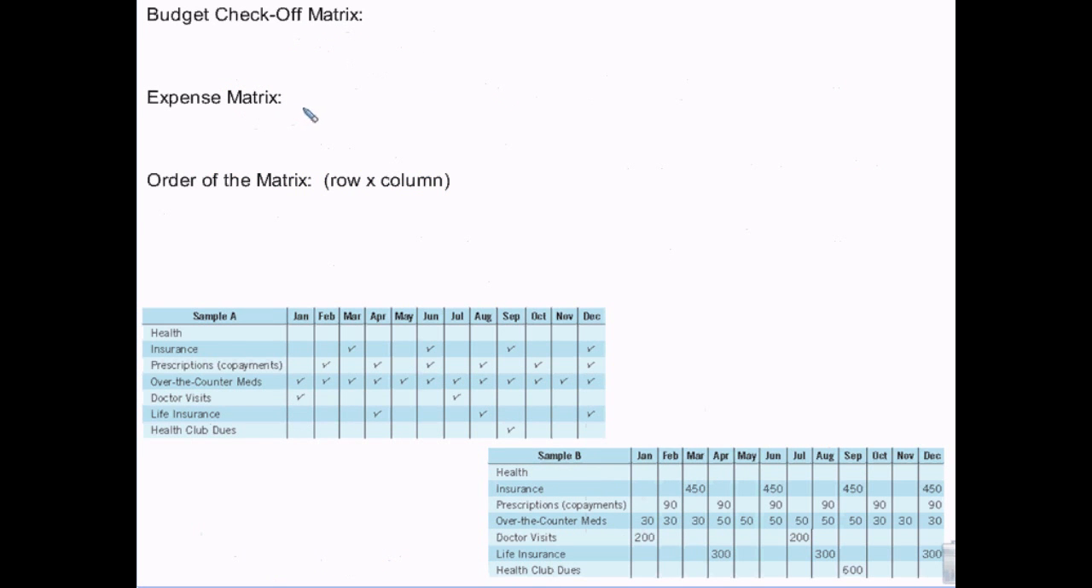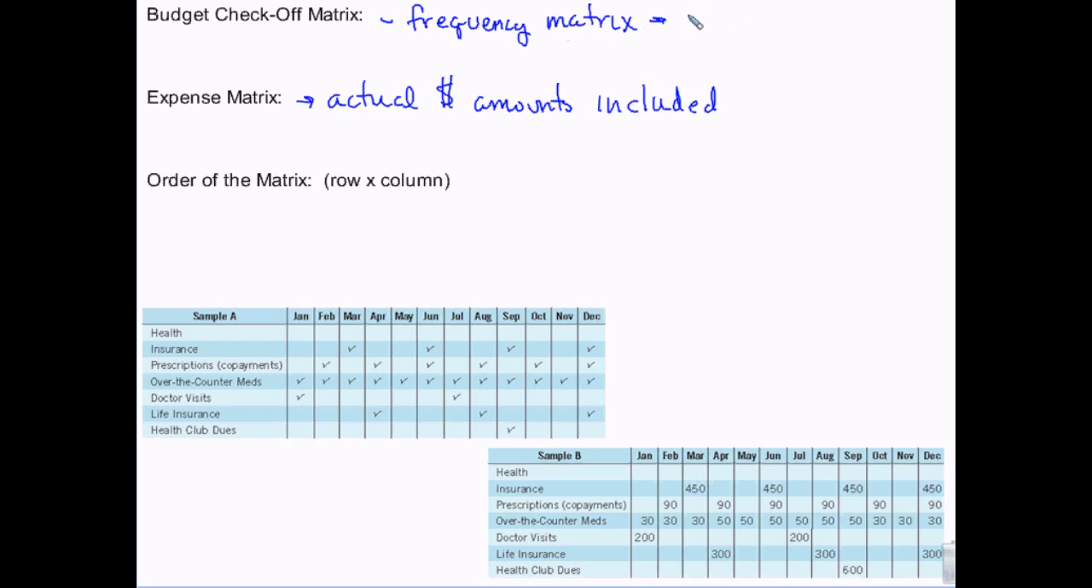Then you have the expense matrix, where actual dollar amounts are included. Okay, this is also known as a frequency, because you just have a check for times the expenses appeared. Okay, so we had that on the front. We had the budget checkoff matrix. And this is an expense matrix.